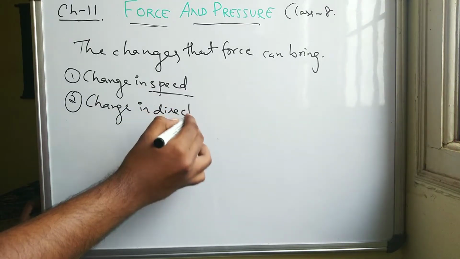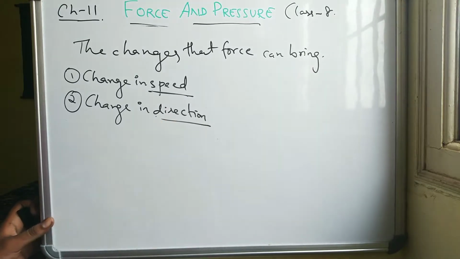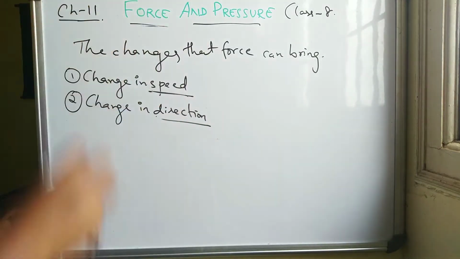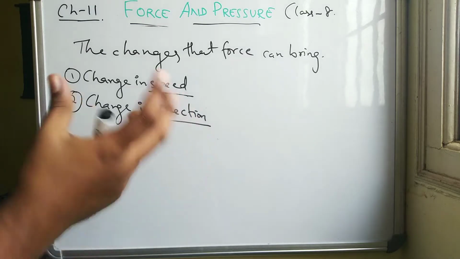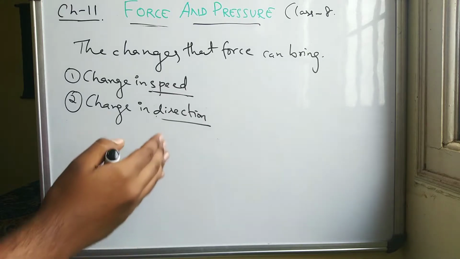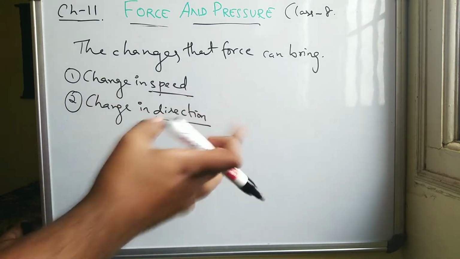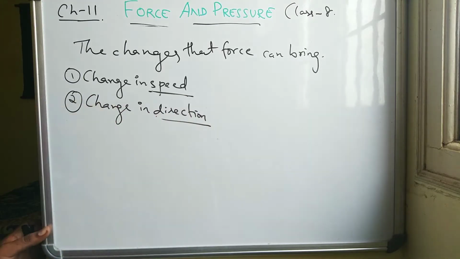Same example we'll take. Suppose the bowler is bowling, the bowler puts the ball and the batsman tries to hit hard. The ball changes its speed after hitting and it changes its direction also, right? So that's a major thing we have to understand.